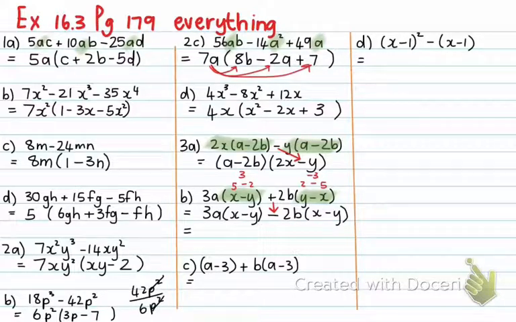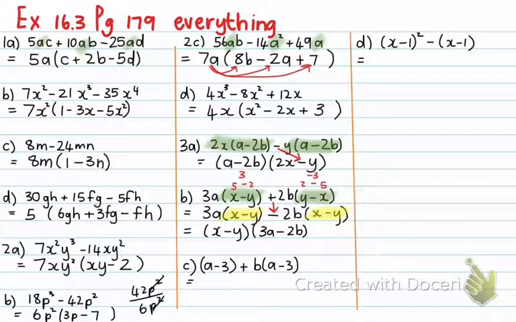All right? And now it's clear that in these two terms, the x minus y and the x minus y, that bracket is the highest common factor that I can take out. Okay? And if I do that, what will be left? In the first term, it is the 3a that will be left. And in the second term, it's the minus 2b that will be left.